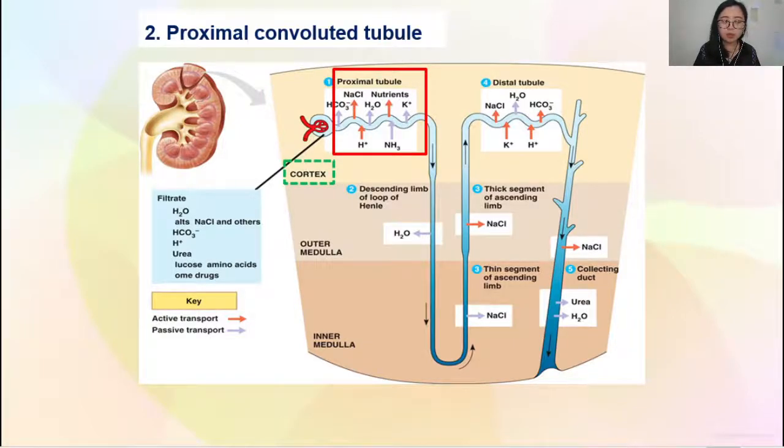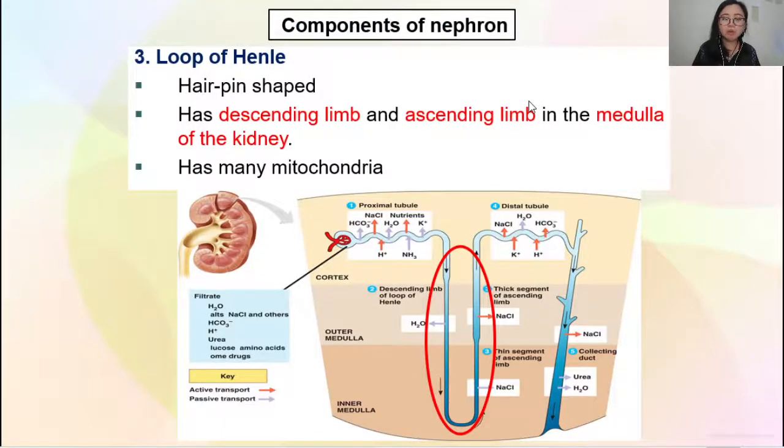Nanti bila kamu buat soalan PKA chapter 9 soalan nombor 1, kamu boleh nampak apa bentuk epithelial cell yang ada pada proximal convoluted tubule. Okay, so that's work for later. I'm going to continue. The next component of the nephron is the loop of Henle.